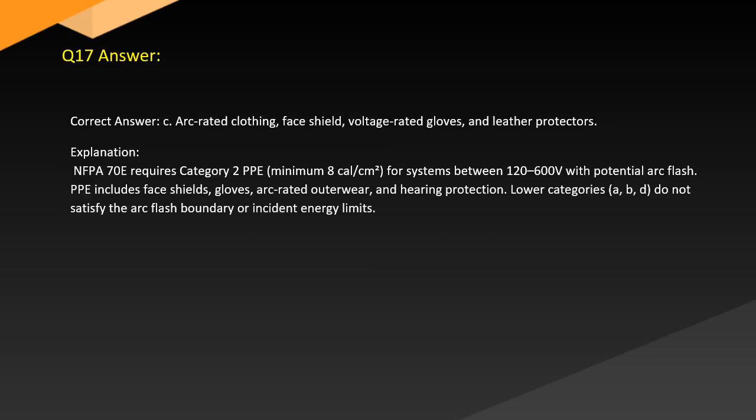Answer. Correct answer: C. Arc-rated clothing, face shield, voltage-rated gloves, and leather protectors. Explanation. NFPA 70E requires Category 2 PPE, minimum 8 cal/cm², for systems between 120 and 600 volts with potential arc flash. PPE includes face shields, gloves, arc-rated outerwear, and hearing protection. Lower categories A, B, and D do not satisfy the arc flash boundary or incident energy limits.